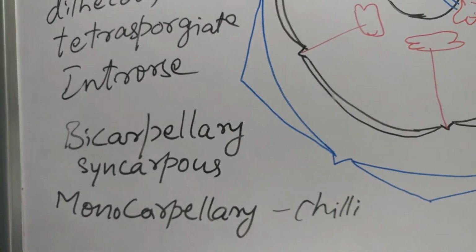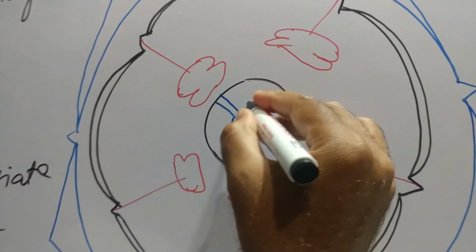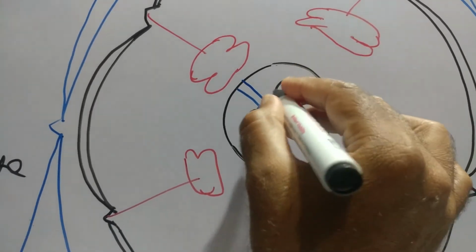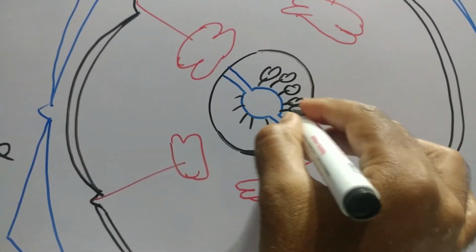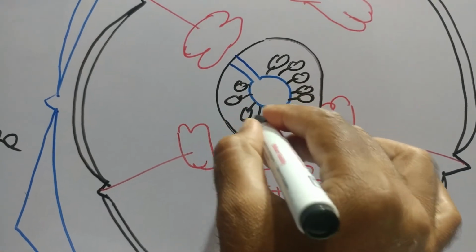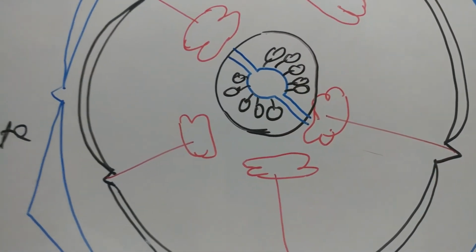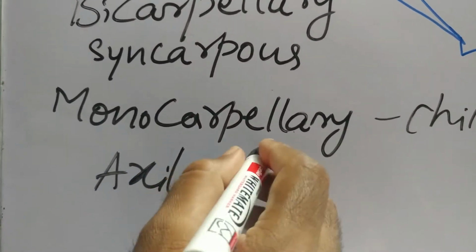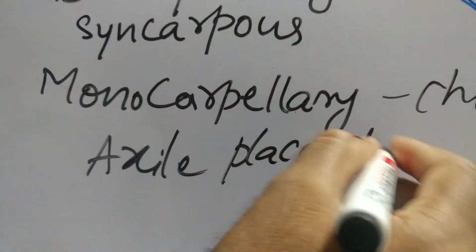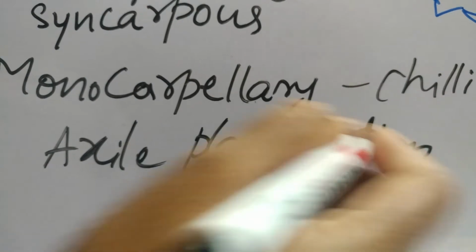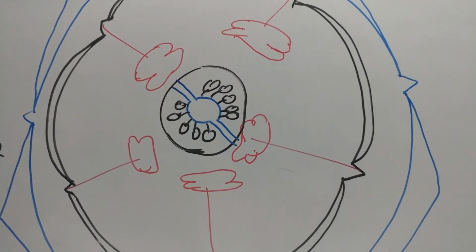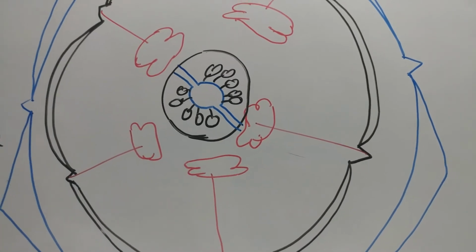And if you observe the ovules, the ovules are attached on the swollen placenta. See this, ovules are attached on swollen placenta. This is axial placentation. Axial placentation is a feature of the Solanaceae family. That's about the floral formula.